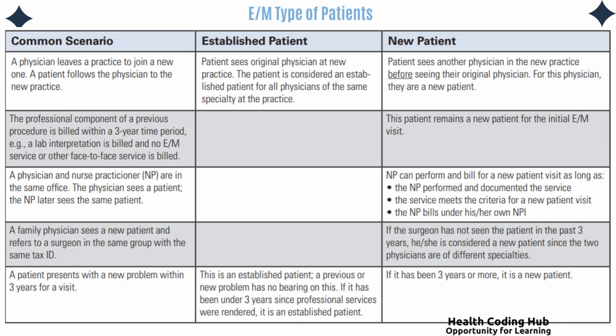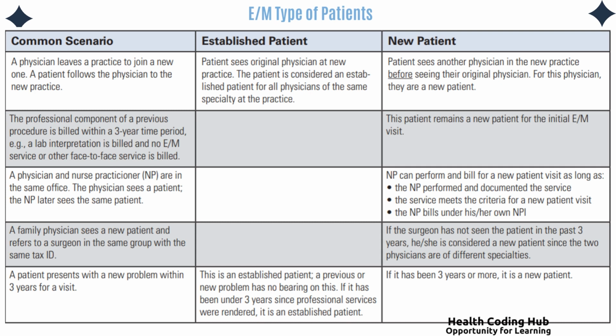The fourth scenario here, a family physician sees a new patient and refers to a surgeon in the same group with the same tax ID. So if the surgeon has not seen the patient in the past 3 years, the patient is considered a new patient since the physicians are of different specialties.